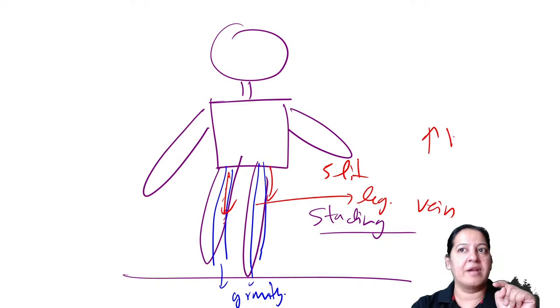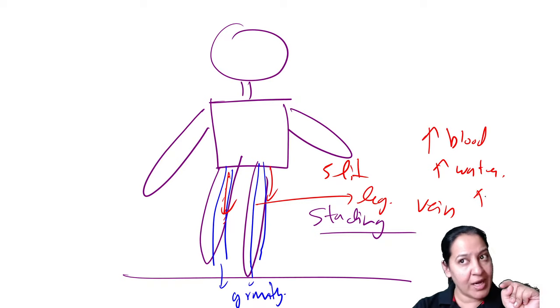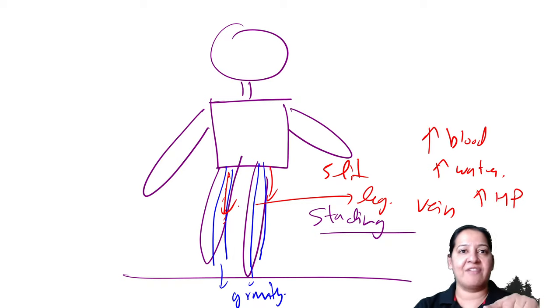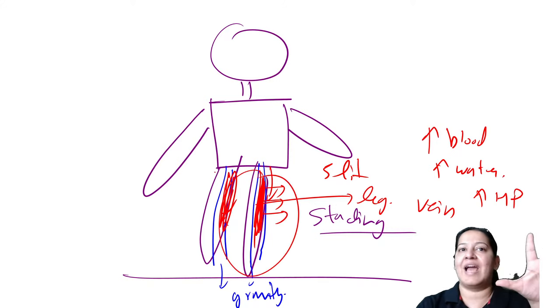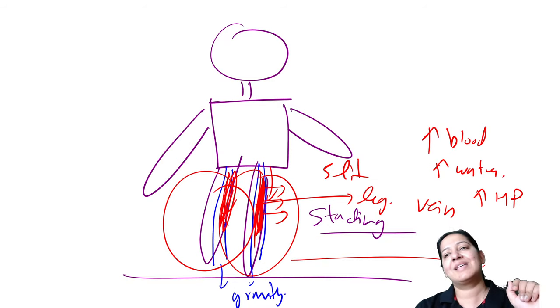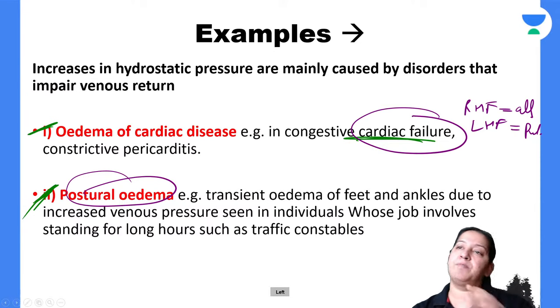So more blood in the leg veins, more water in the leg veins, that will lead to increased hydrostatic pressure in the leg veins. If there is more blood here, more water here, more hydrostatic pressure, the fluid will come out and cause edema of the legs. So the legs are edematous in such a person. This edema is known as postural edema.